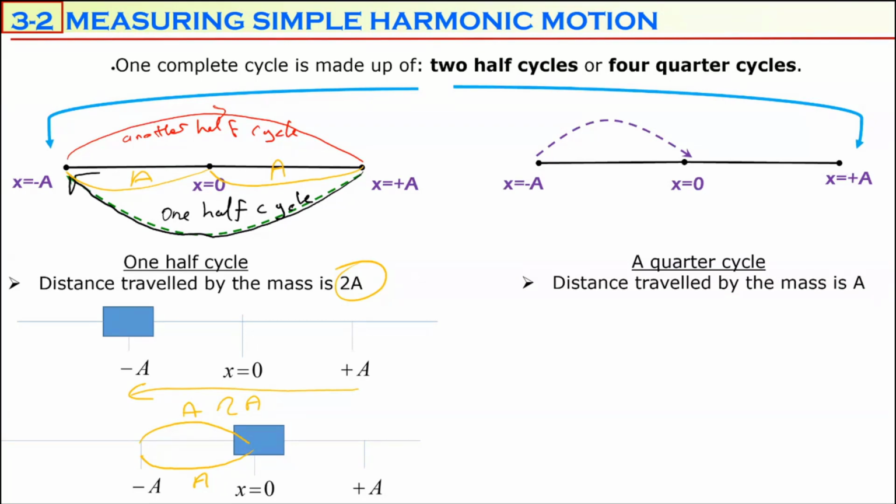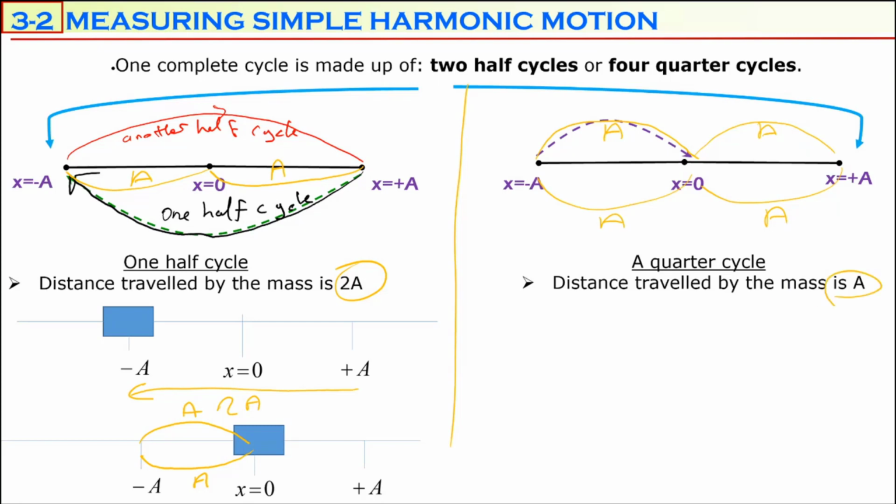I didn't write anything about displacement in this part. But a quarter cycle is this one, from negative A to 0, is 1 quarter. So the distance traveled by the object is 1A, or from 0 to positive A, another quarter. So the distance traveled is A. From A to 0, another quarter. From 0 to negative A, one more quarter. There are 4 quarters in one cycle. So of course, the distance traveled by the mass is A.